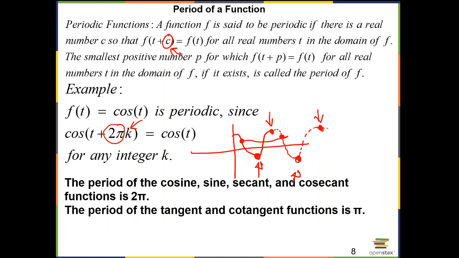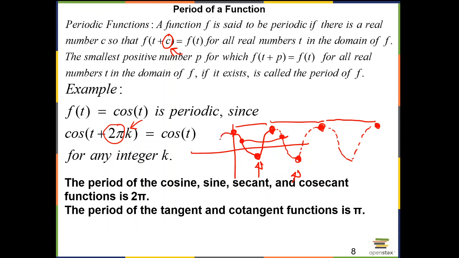Now what about 4 pi later? This also works. This value is going to be over here. 2 pi later is going to be over here, 4 pi later is going to be over here, 6 pi later, and so forth. So if you add multiples of 2 pi, that is 2 pi times k, where k is an integer, then you get the same value.